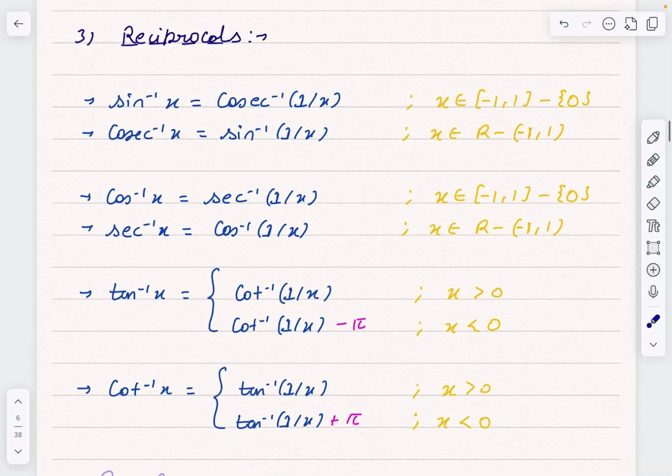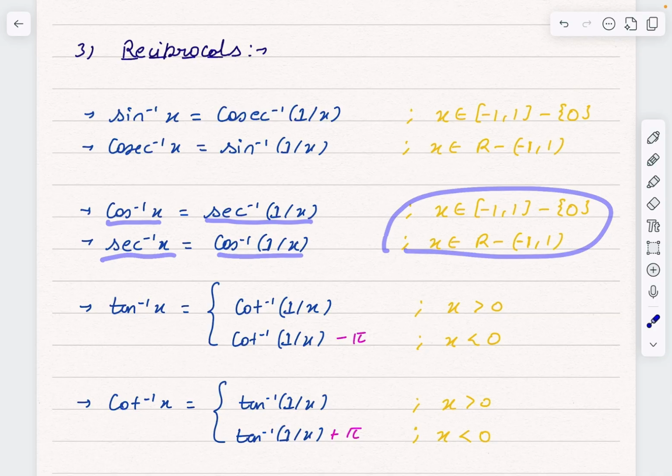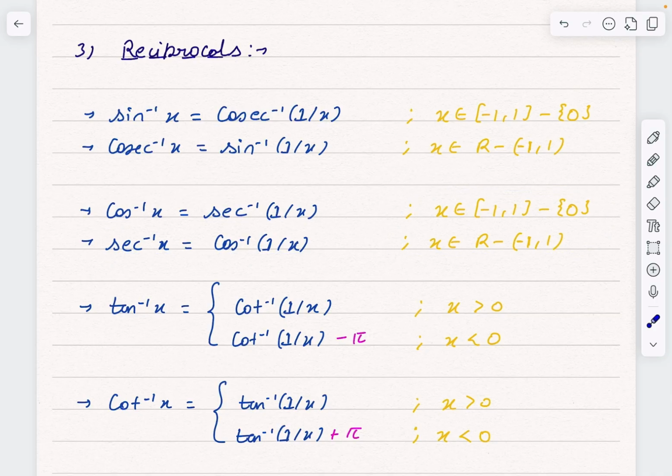Reciprocals now. See, sine inverse x we can write as cosecant inverse 1 by x for x from minus 1 to 1 except 0. Because you see at 0 this thing will not be defined. Cosecant inverse x we can write as sine inverse 1 by x for x all real numbers except minus 1 to 1, basically the domain of cosecant inverse. Same way cos inverse x will be secant inverse 1 by x, secant inverse x will be cos inverse 1 by x in the same domains as the previous one. The important ones here are these.